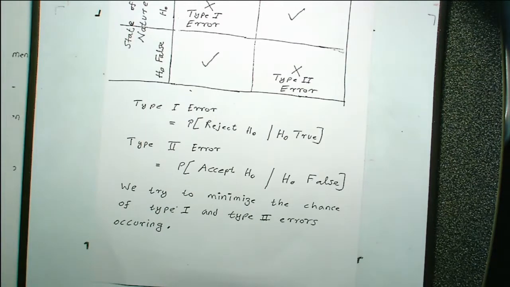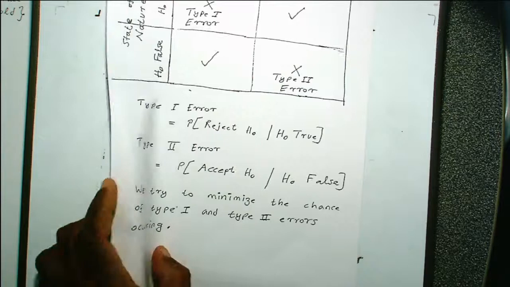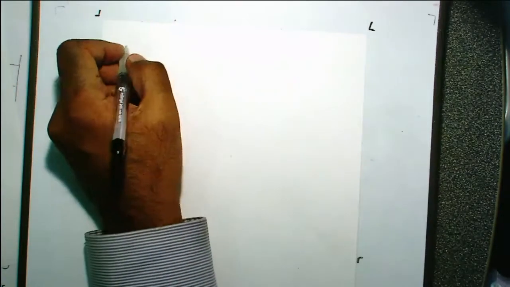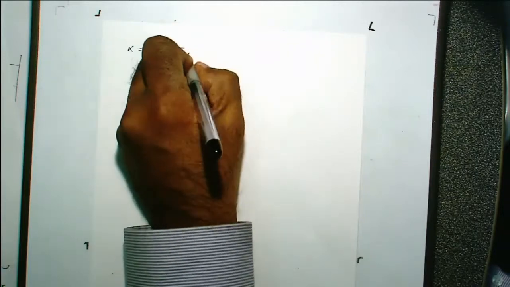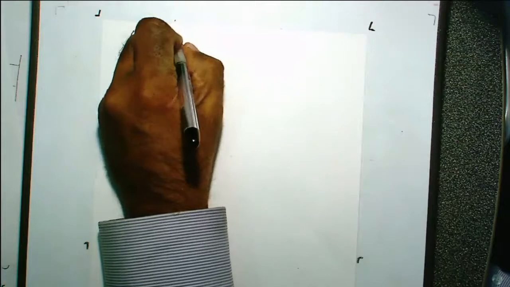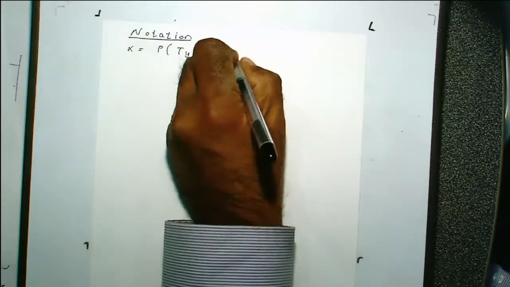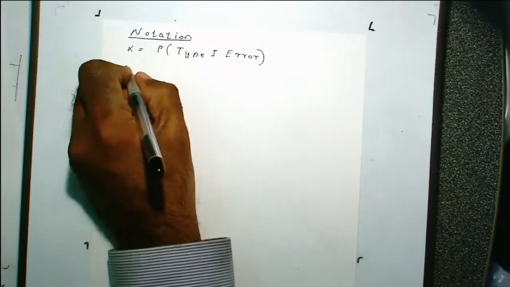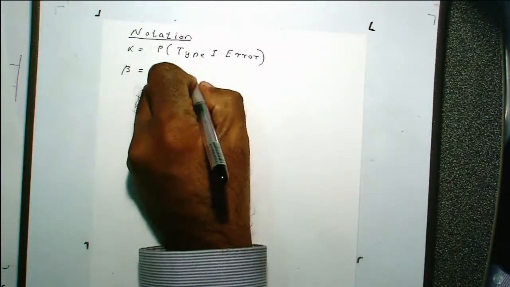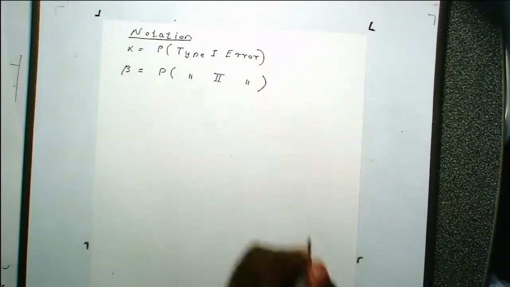All right. Now, there's some more notation I need to talk about. The first one is alpha, which is used to denote the probability of type 1 error. And beta is used to denote the probability of type 2 error.